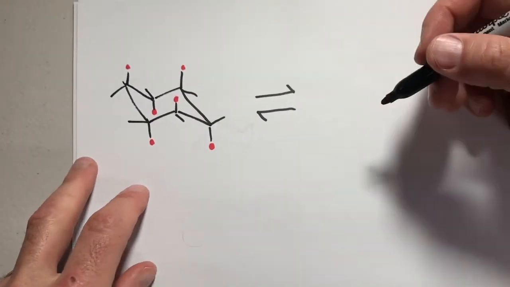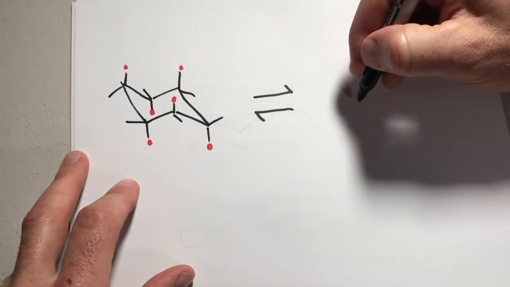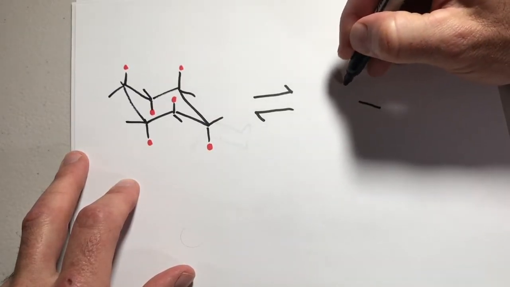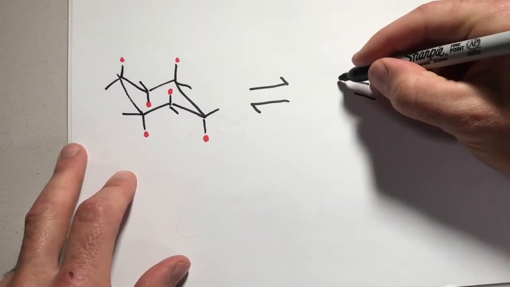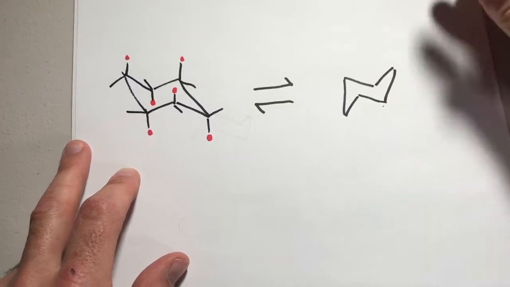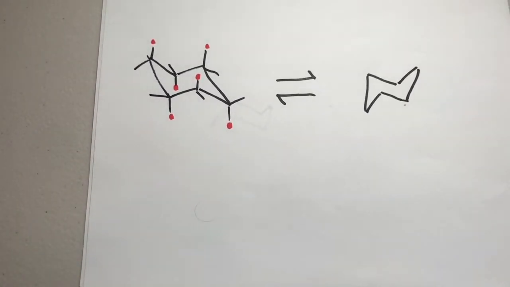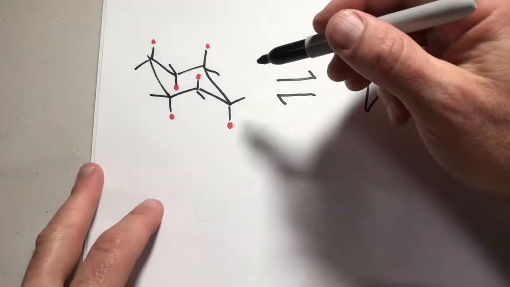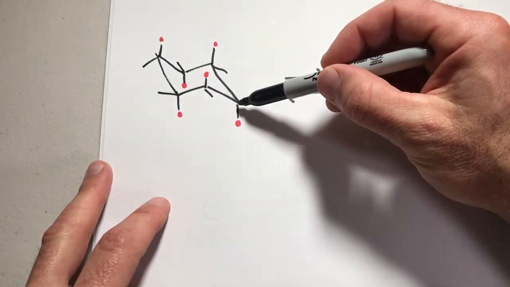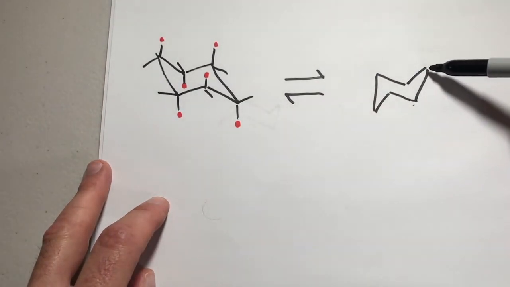So let's see if I can do it. Exaggerated a little bit, I guess. Not perfect, but there's the result of a chair flip. Now look at what's happened to, first of all, let's concentrate on what used to be the foot of the chair, and then look at what happened with the head of the chair.